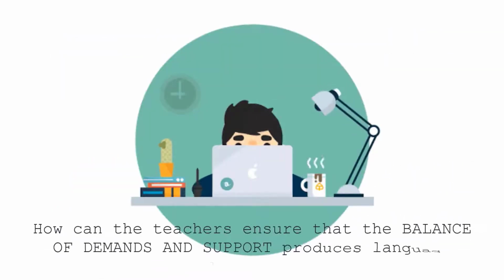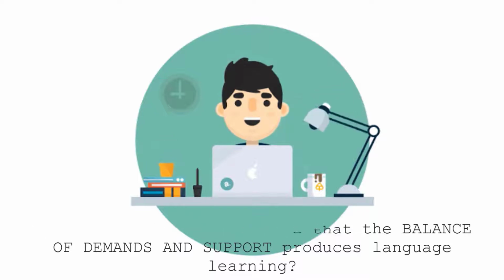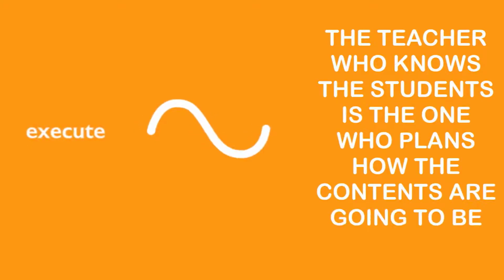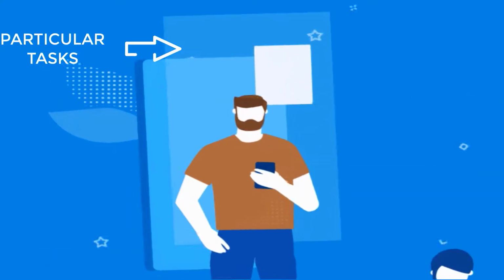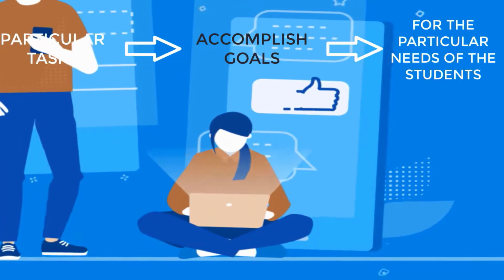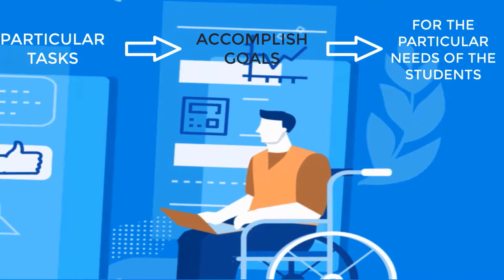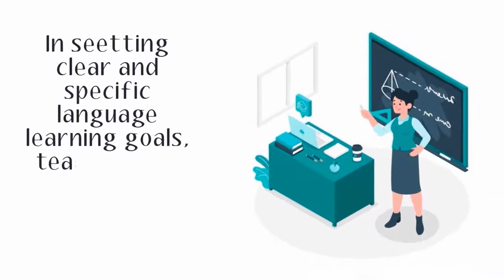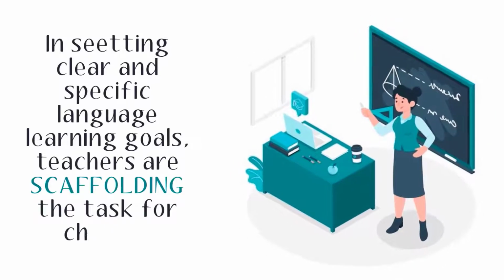And how can teachers ensure that the balance of demands and support produces language learning? Even though the course book or syllabus is helpful, the teacher who knows the students is the one who plans how the contents are going to be taught. With this, the teacher can set up particular tasks to accomplish certain goals for the particular needs of his students. In setting clear and specific language learning goals, teachers are scaffolding the tasks for children.